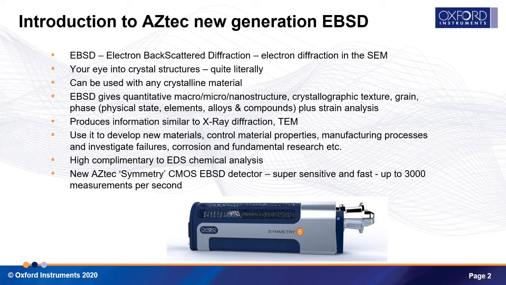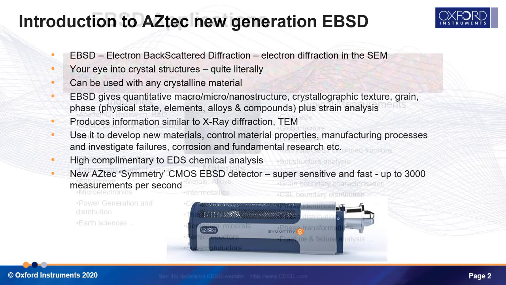You can use it to develop new materials, control material properties, your manufacturing process. You can look at failures, corrosion, all kinds of different things, even reverse engineering to find out how something has been made. It's highly complementary with EDS, and we have this new detector which uses a CMOS technology, complementary metal oxide semiconductor type device, and we have called that Symmetry. And this will run at over 3,000 measurements a second. So you can see that we can collect data very, very quickly these days.